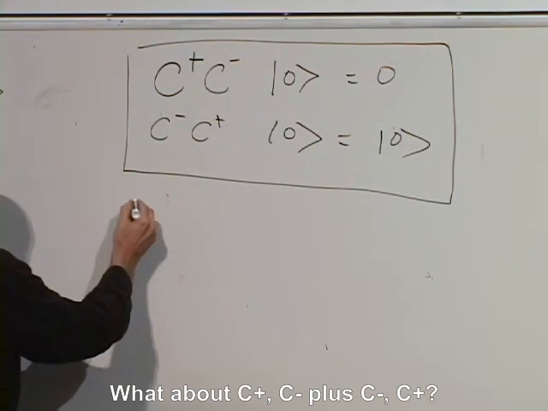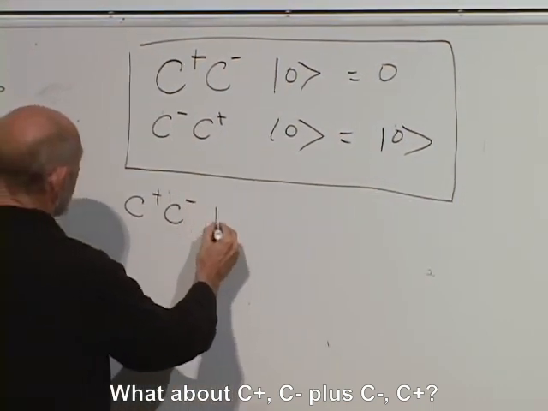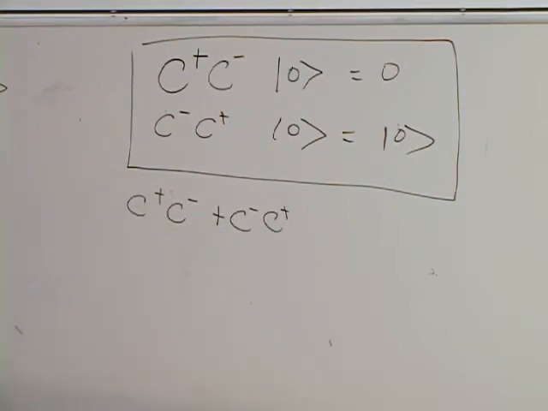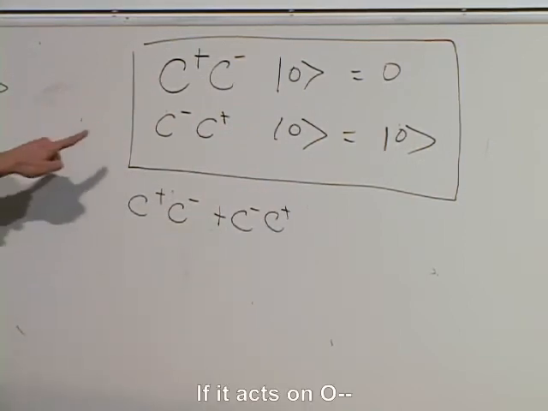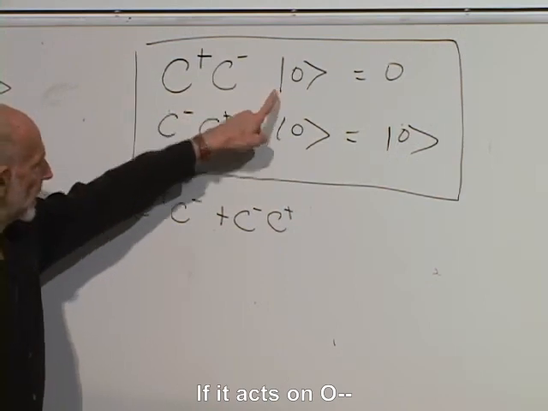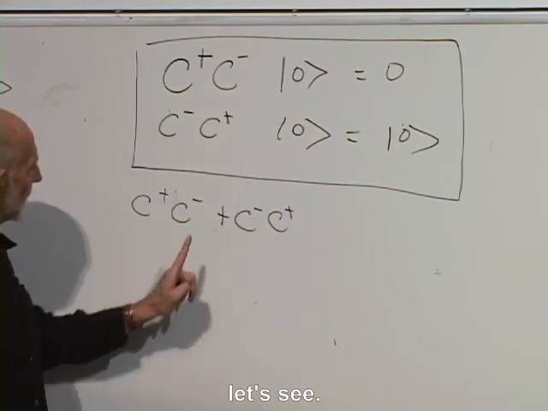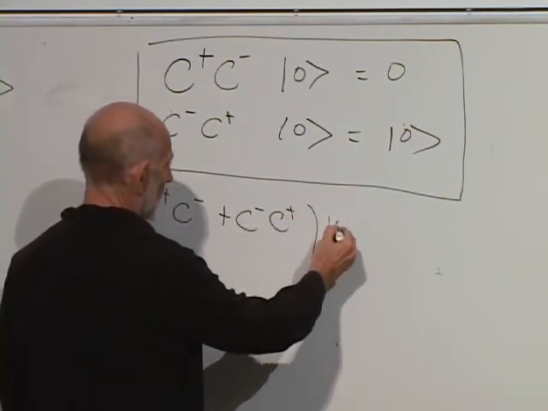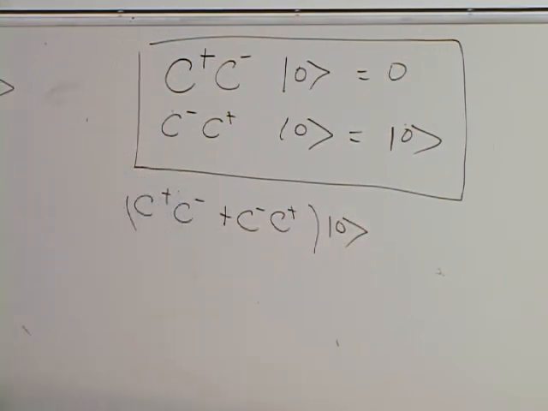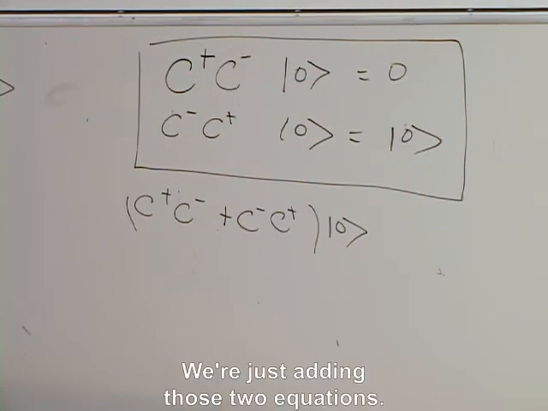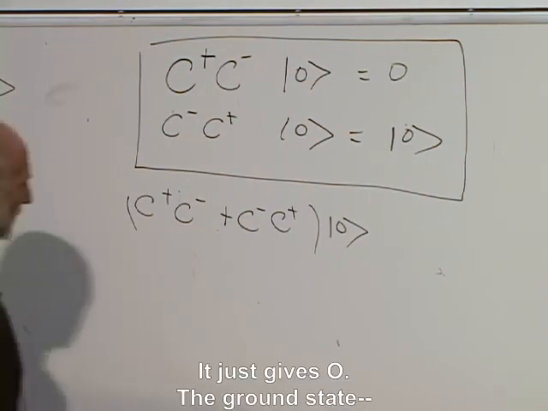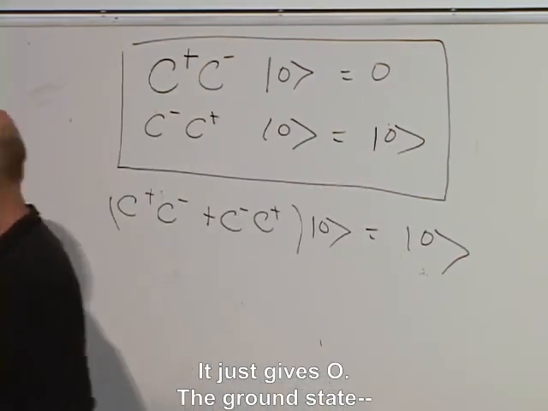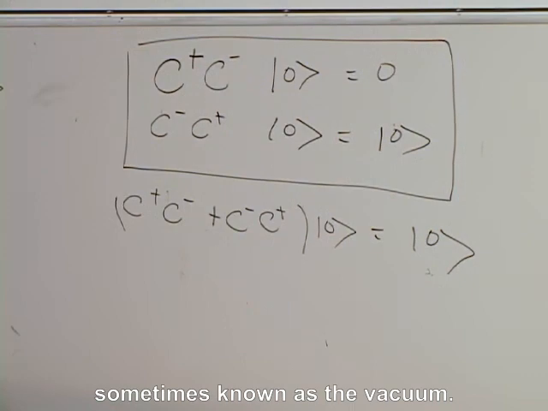What about C plus C minus plus C minus C plus? If it acts on O, let's see. What does it give when it acts on O? We're just adding those two equations, right? It just gives O. Okay, the ground state, right. Sometimes known as the vacuum.